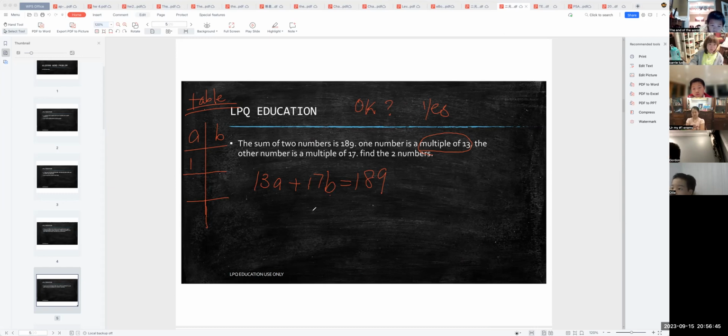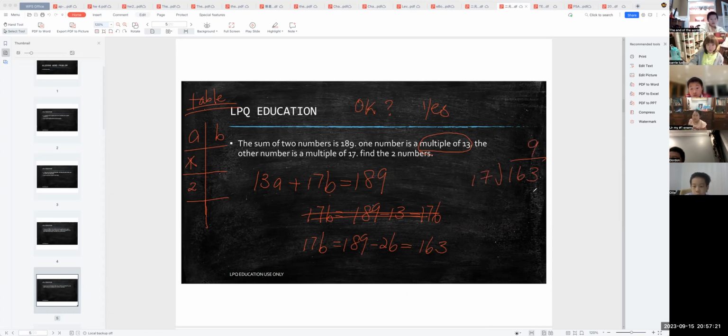So when A equals 1, this question becomes 17B equals 189 minus 13, right? Which is 176. Very easy, you can see 176 cannot be divided by 17. So A cannot equal 1. So when A equals 2, 17B equals 189 minus 26, which is 163. Can we do that? So 163 divided by 17. 7 9 63, 6 153. Nah. So A cannot equal 2.